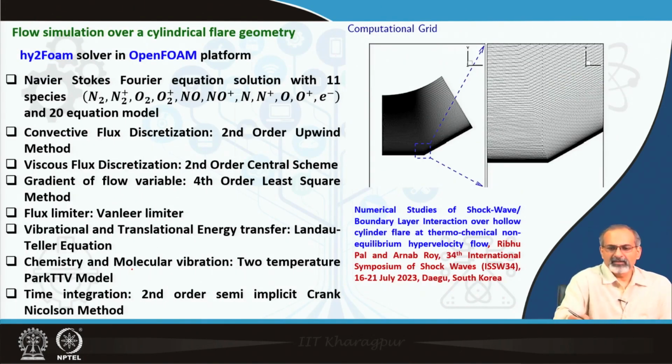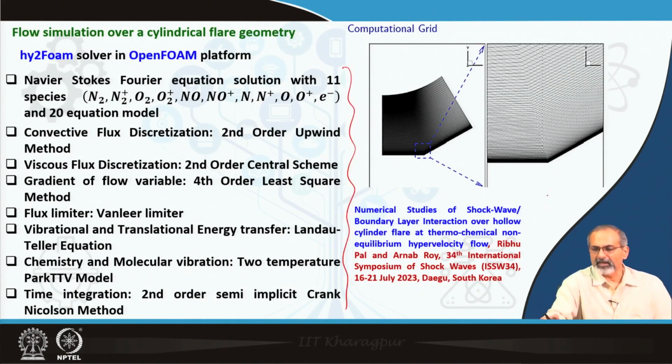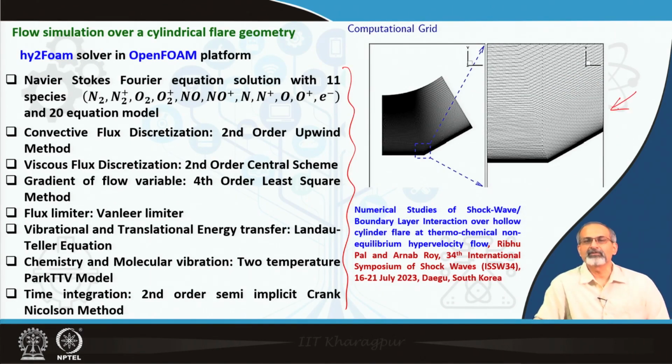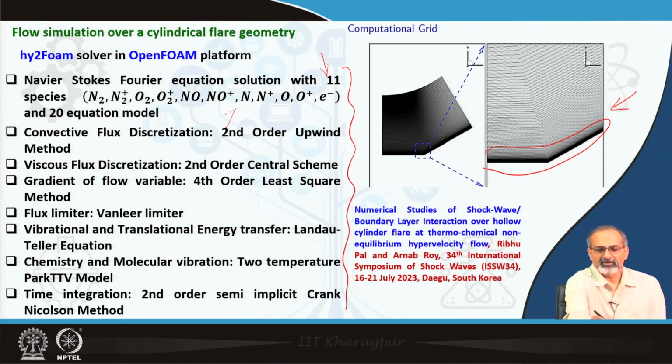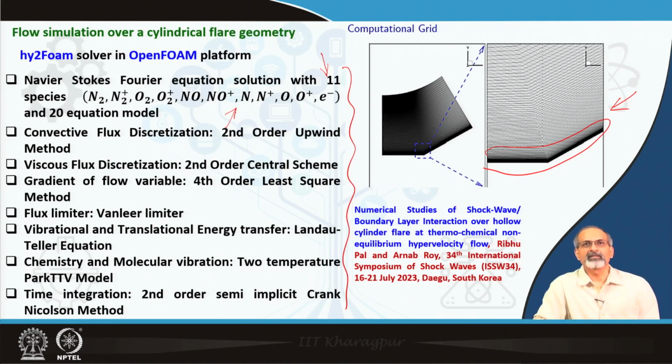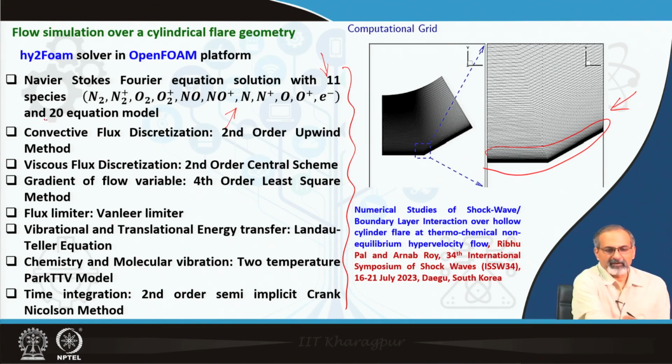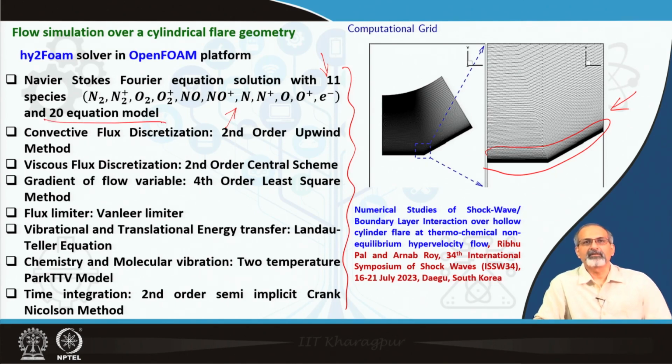So, the flow simulation details are given over here along with the numerical grid that has been used. As you can see that a lot of refinement of the grid is required to capture the near wall structures very effectively. The Navier-Stokes Fourier equations are solved with 11 species because it is a reacting flow. We will see soon based on the initial and boundary conditions. The different species are mentioned, and there are 20 chemical equations which are considered. So, it is a 20 equation model.